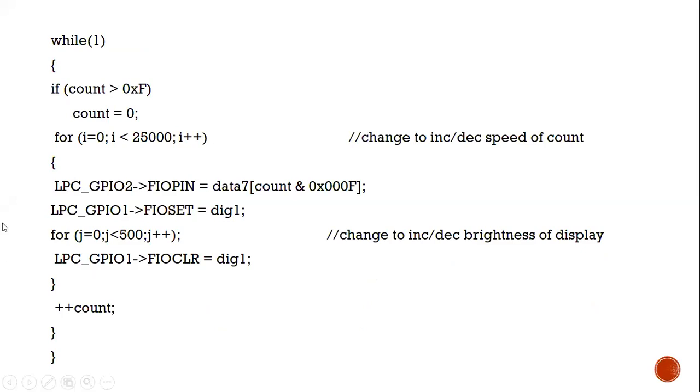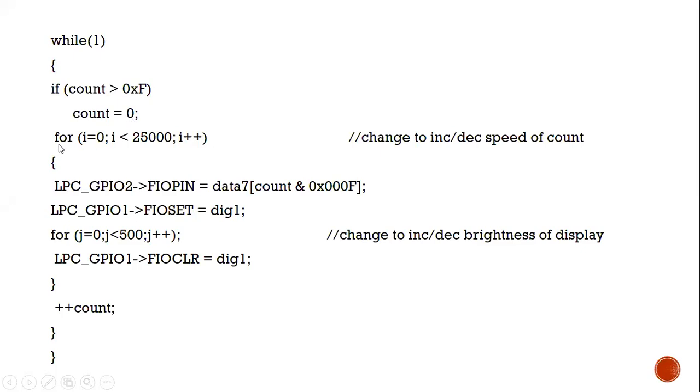In a while loop, opening the curly bracket: if count exceeds 0xF, as I am using only one 7 segment display, I am going to use F, or I can use FF also. If count exceeds the F value, what should happen? It turns back to 0. The count should be 0.